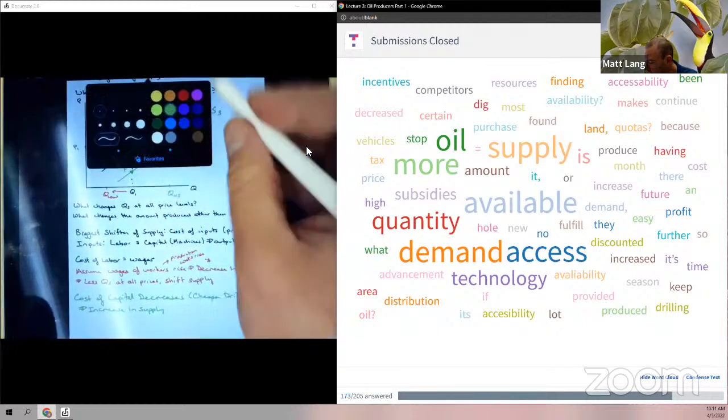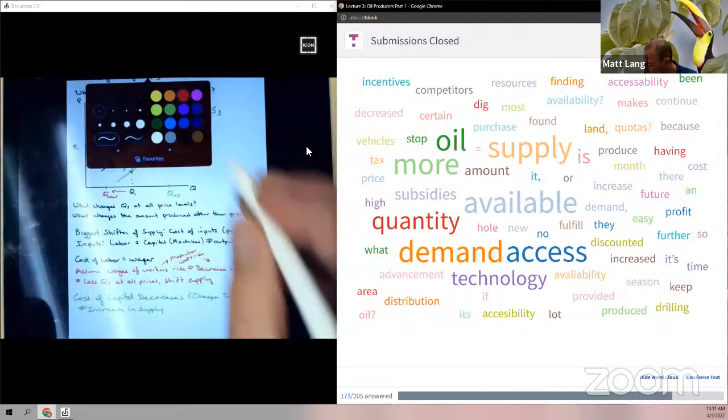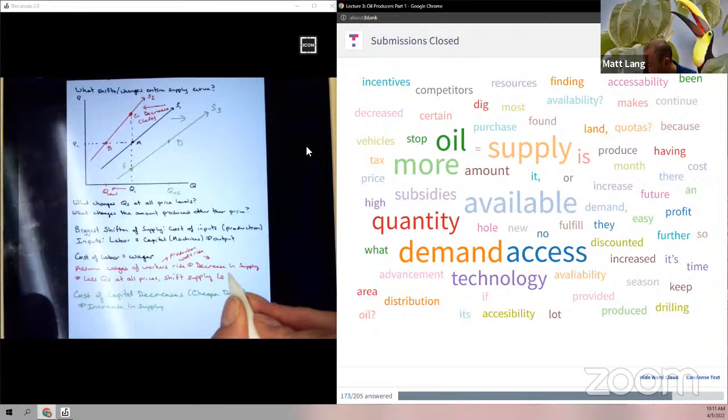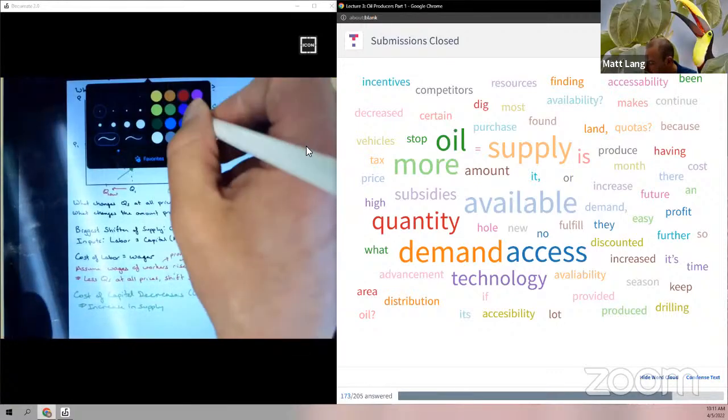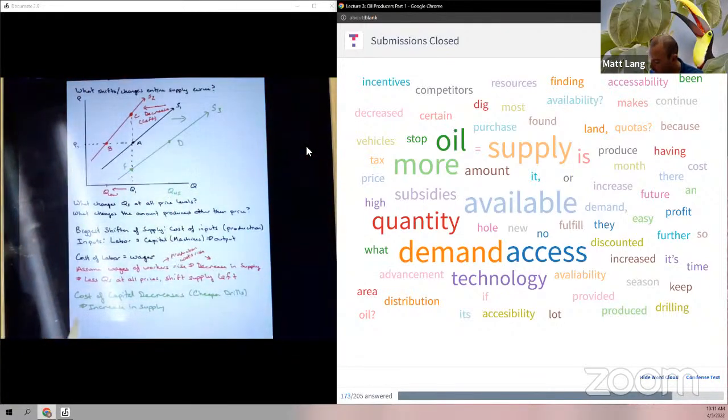All right, so we'll summarize this in just a second, but there is supply left. If we have an increase in supply, we have more QS at all prices. So what we'll do is we'll shift supply to the right. Okay, we'll shift supply to the right.